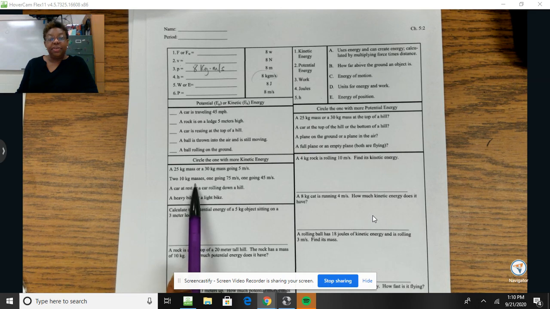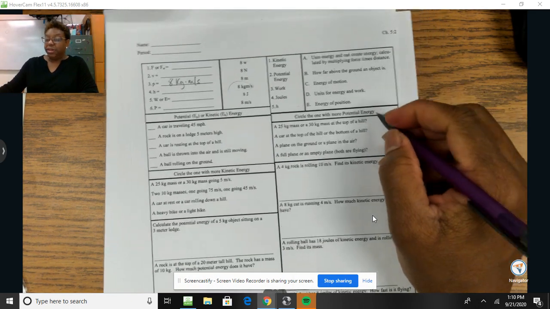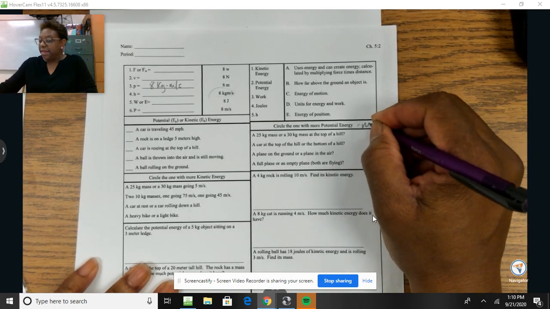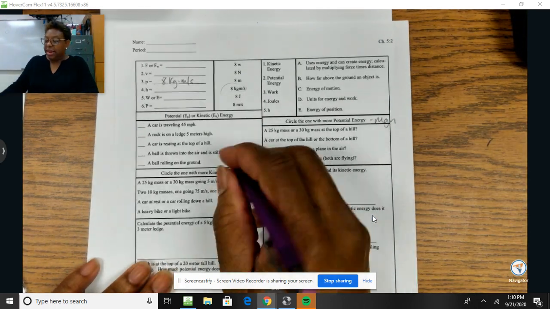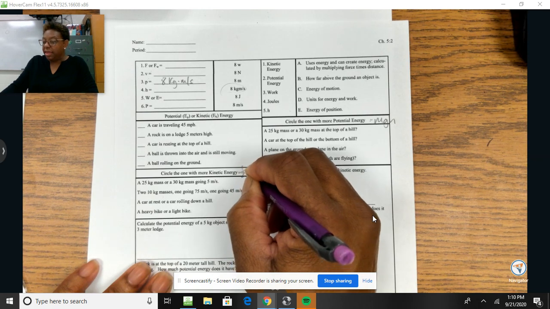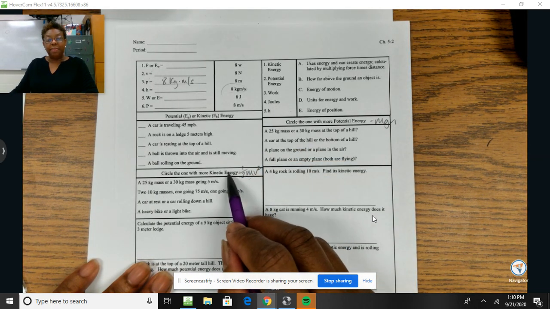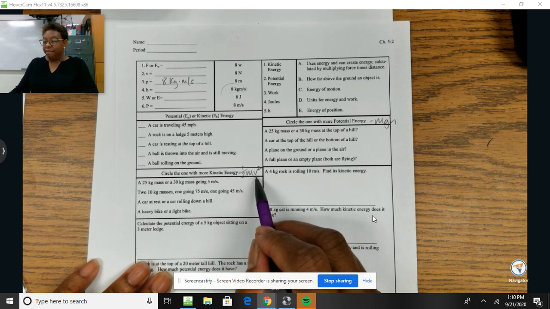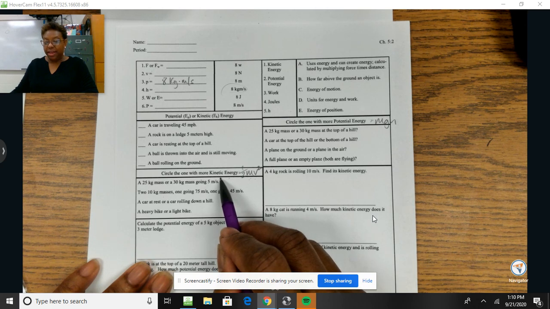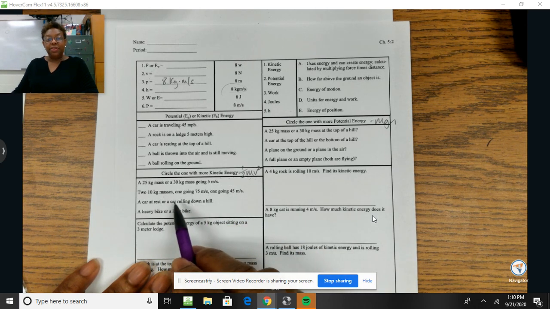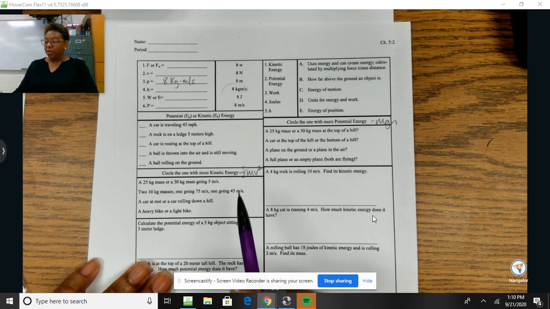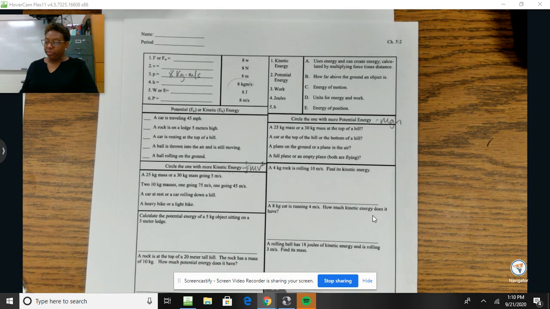In this one, you're considering which has more kinetic energy. So potential energy is mass times gravity times height. Kinetic energy is 1/2 mv squared. So mass is directly proportional. The greater the mass, the greater the kinetic energy. Velocity is directly proportional. So the greater the velocity, the greater the kinetic energy. So you're determining between the two situations which has the greater or more kinetic energy.